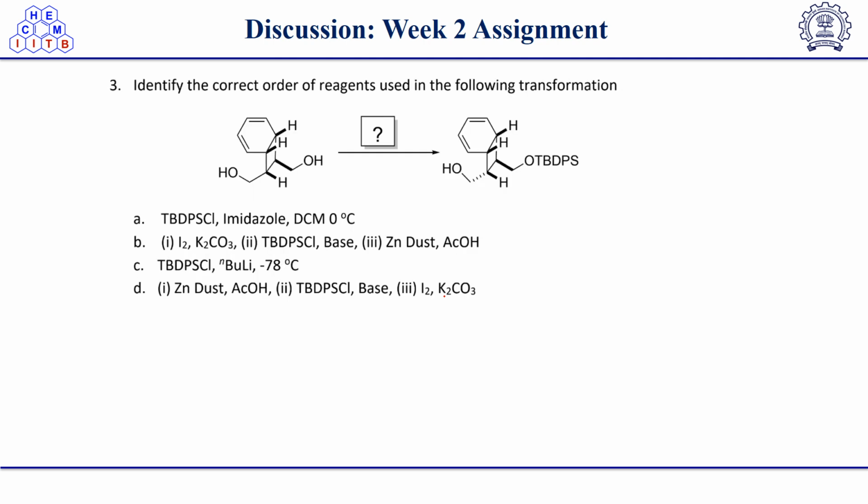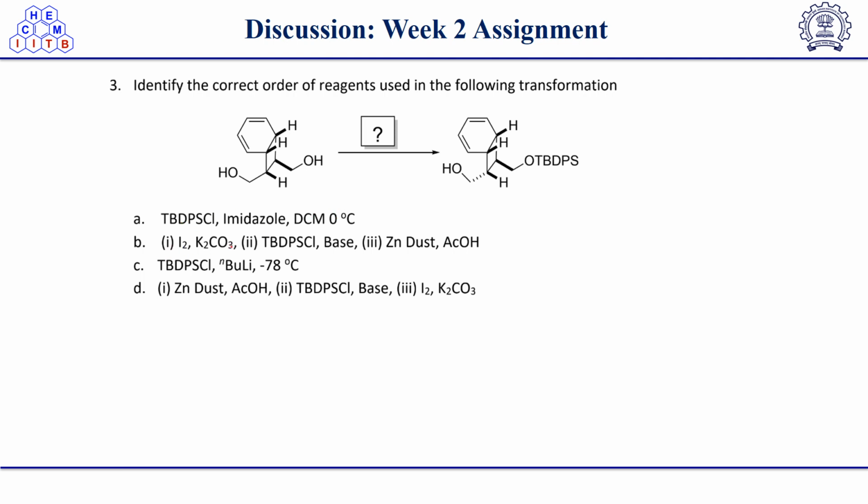So our next question is, identify the correct order of reagents used in the following transformation. Here, as we can see, the only reaction that has taken place is this OH being protected with this TBDPS group. For that, the given options are: A, simple protection with TBDPSCl, imidazole, DCM, 0 degrees Celsius.